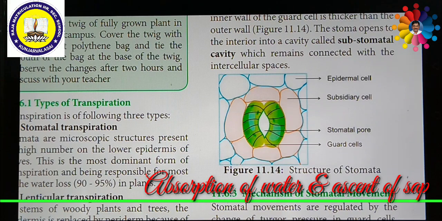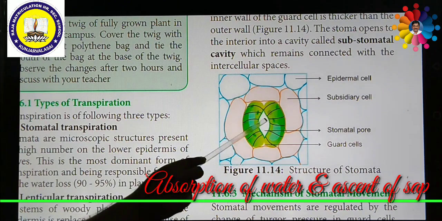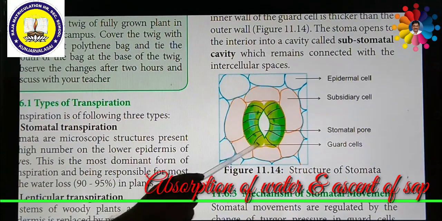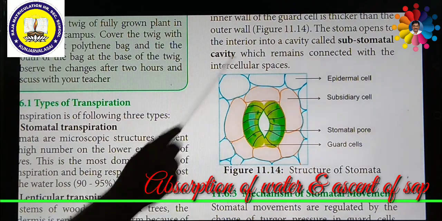Usually stomata are present on the epidermis. The epidermis is usually made up of a single layer of parenchyma cells. These parenchyma cells are interrupted here and there with small pores. These small pores are called stomata. A single pore is called a stoma. This stoma is surrounded by kidney-shaped cells called guard cells. Look at the picture. There is a small pore, the stomatal pore, surrounded by two kidney-shaped cells called guard cells.